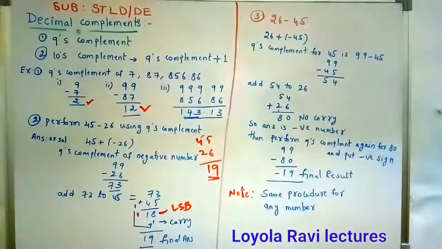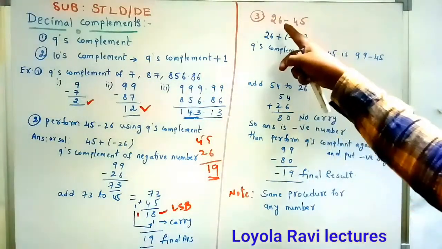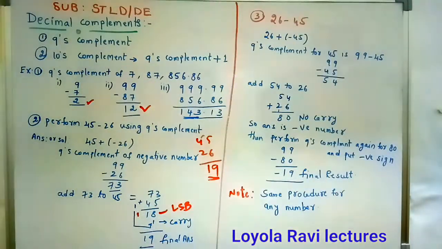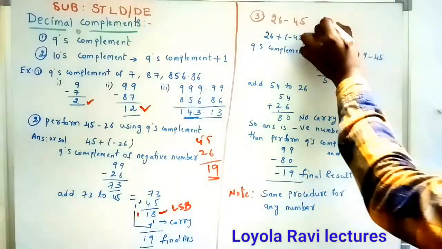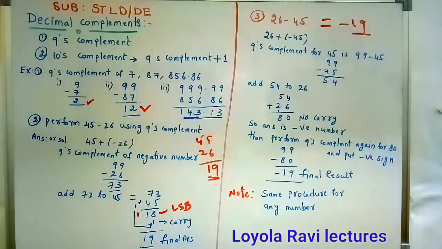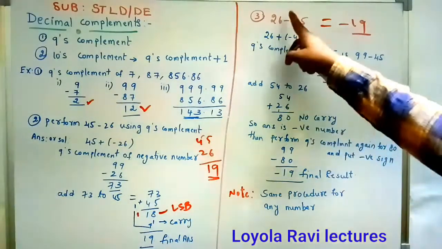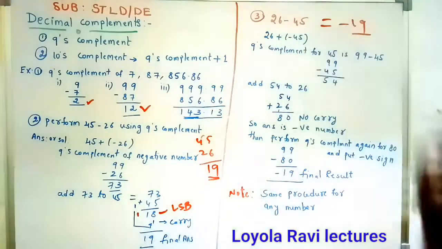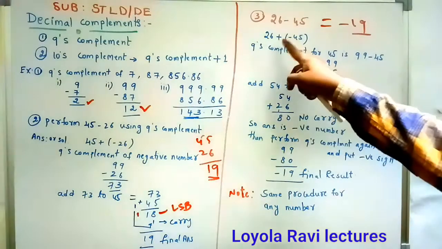Then another operation, for example, 26 minus 45. Previously 45 minus 26 we were getting a positive number. If we are subtracting a larger number from a smaller number, then what is the result? Maybe we get minus 19. We are getting a negative answer. If we get a negative answer, how can we perform the 9's complement? Let us see now. So I am writing again the same, 26 plus of minus 45.